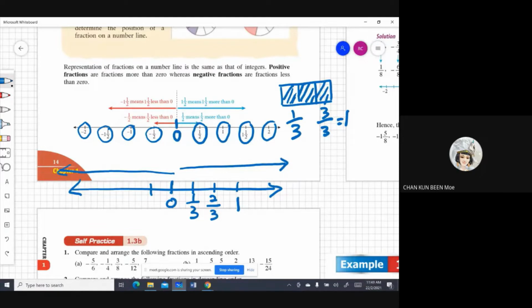So the first negative fraction that we are going to have here is negative 1/3. Going to the left again, this is negative 2/3. And this one is negative 3/3, which is also equal to negative 1.